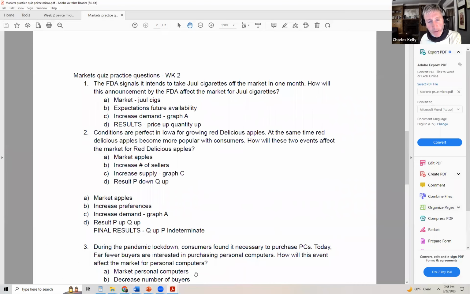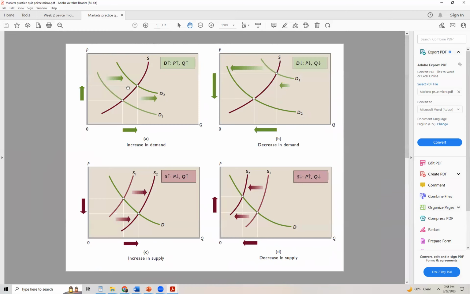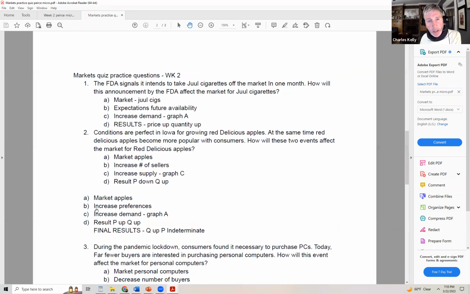So we wrote down an increase in preferences, just like graph A. We started here at demand one, a rightward shift: price up, quantity up. So we write that into our little scenarios. Result: price up, quantity up. Now we just compare these two. The increase in supply drove price down, quantity up. More supply: price down, quantity up. More demand: price up, quantity up.